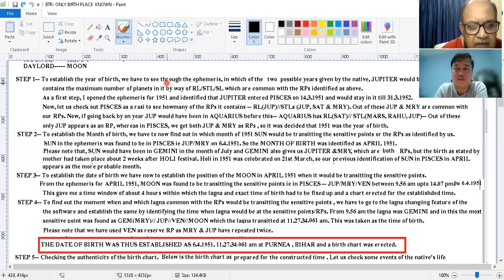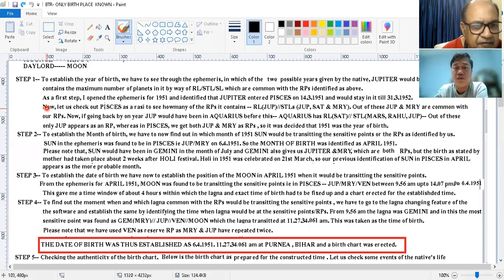We have to see through the ephemeris in which of the two possible years given by the native, Jupiter would be in a Rashi that contains the maximum number of planets in it by way of Rashi Lord, Star Lord, and Sub Lord, which are common with the ruling planets identified as above. This is the first step.